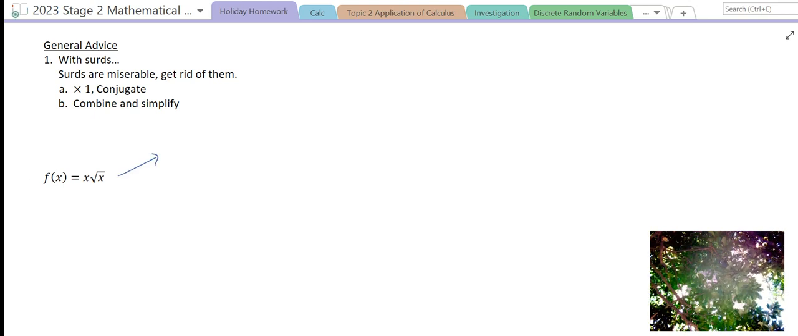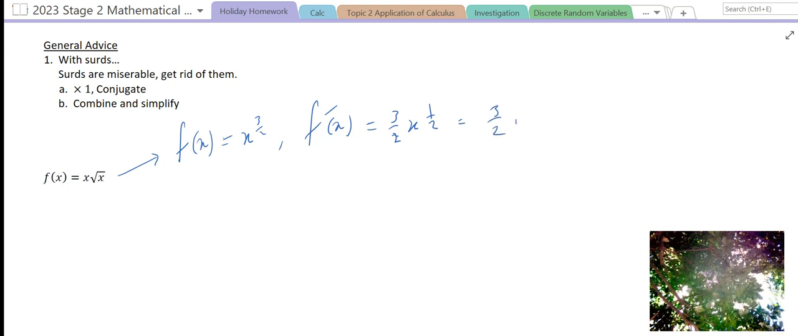Let's just remind ourselves that this is actually x to the 3 on 2, and therefore f dash x will be 3 on 2 x to the half, or might come out as 3 on 2 root x. So that's our answer. It's where we're going eventually.